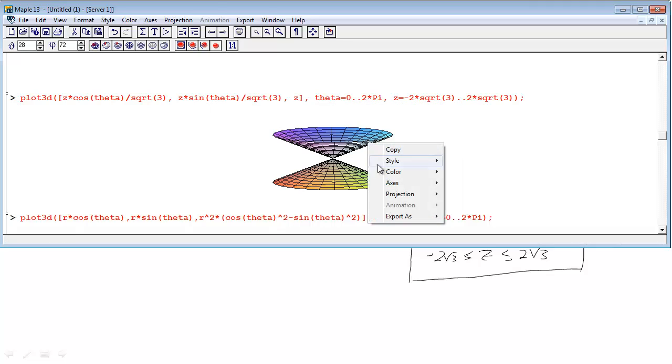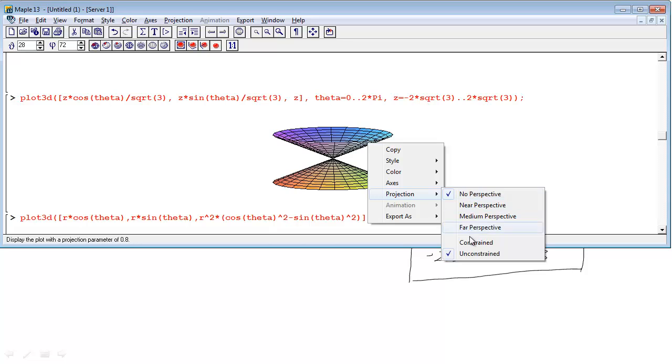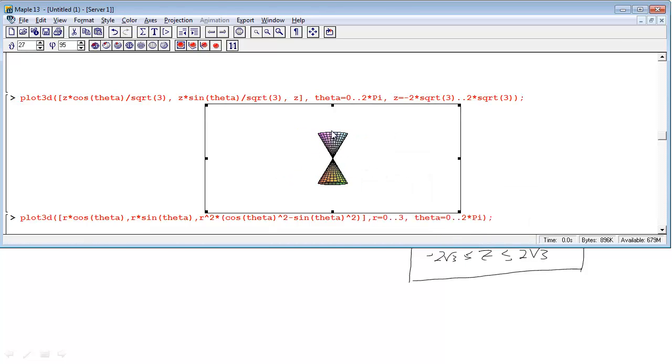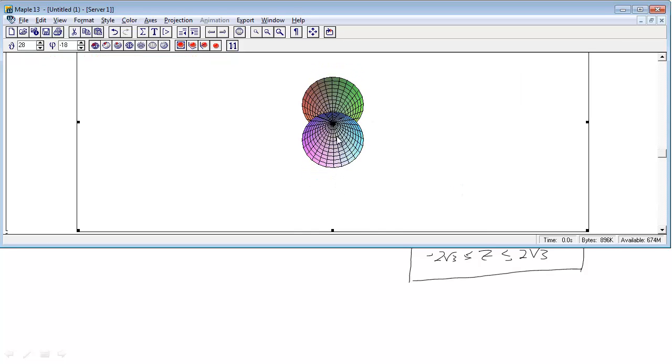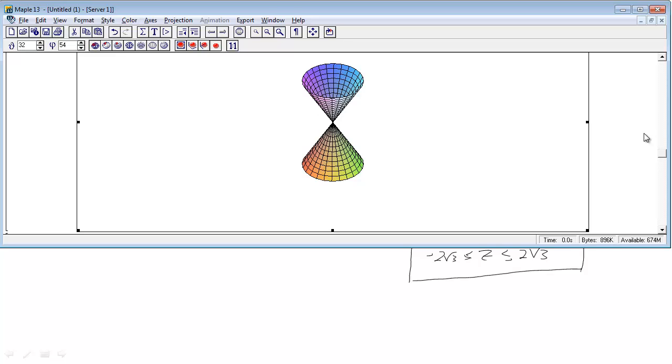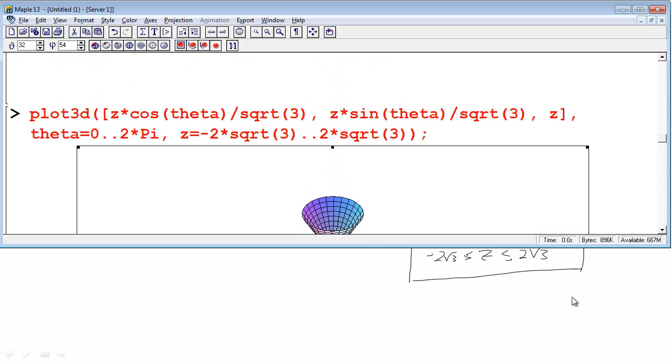Now the scaling is a little bit messed up here. Let's do projection equal constrained, and that will force it to have the correct shape. Otherwise, Maple just rescales everything so that it fits nicely in the box. We could blow this up a little bit though to get a look at the cone that we created. We did a nice job of parametrizing our cone.